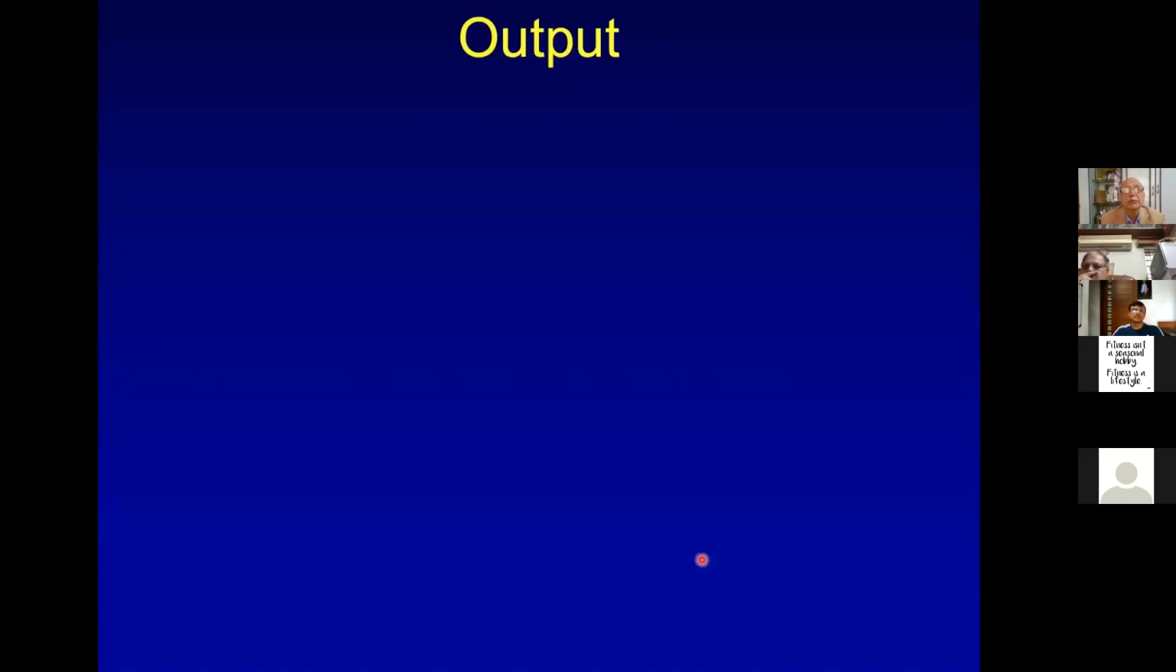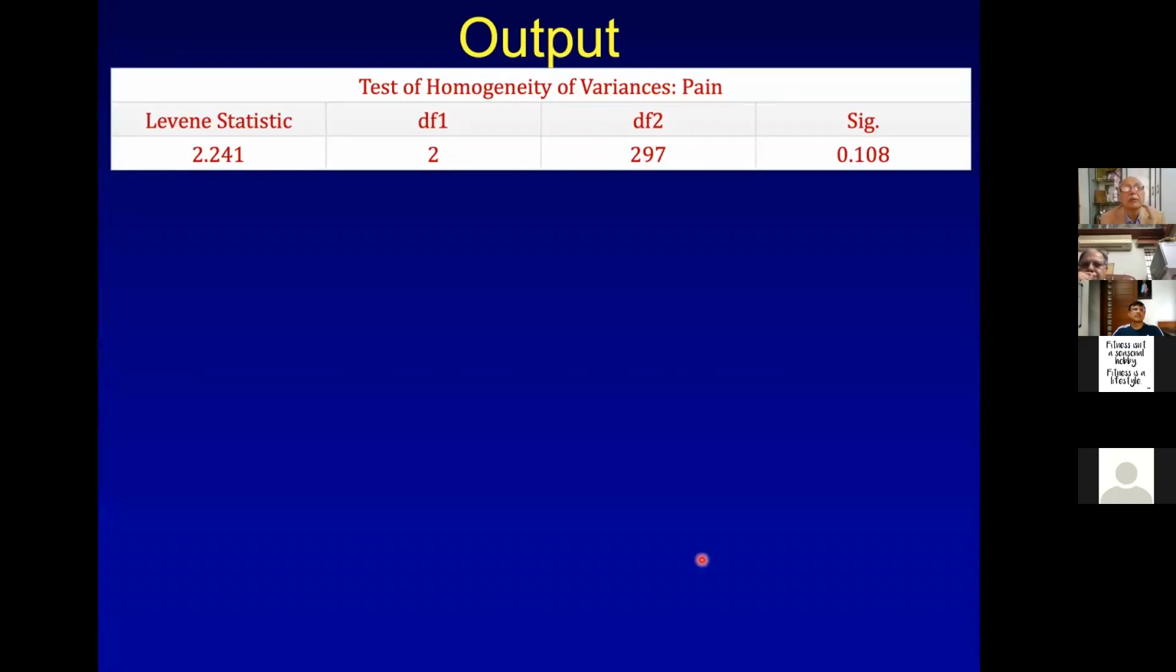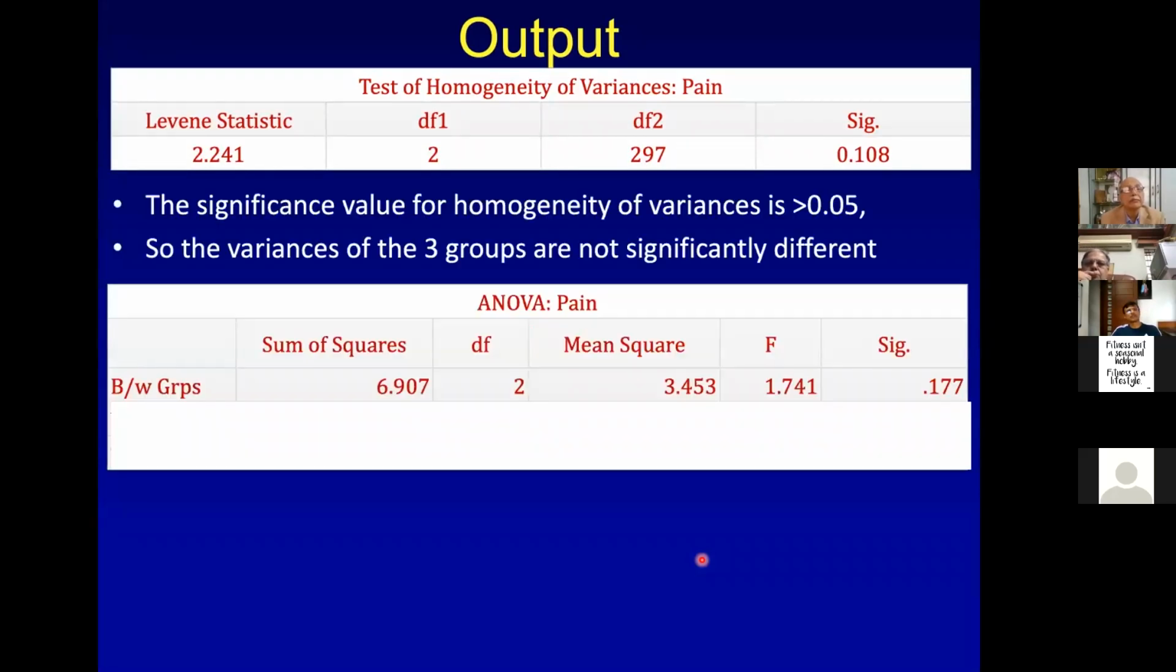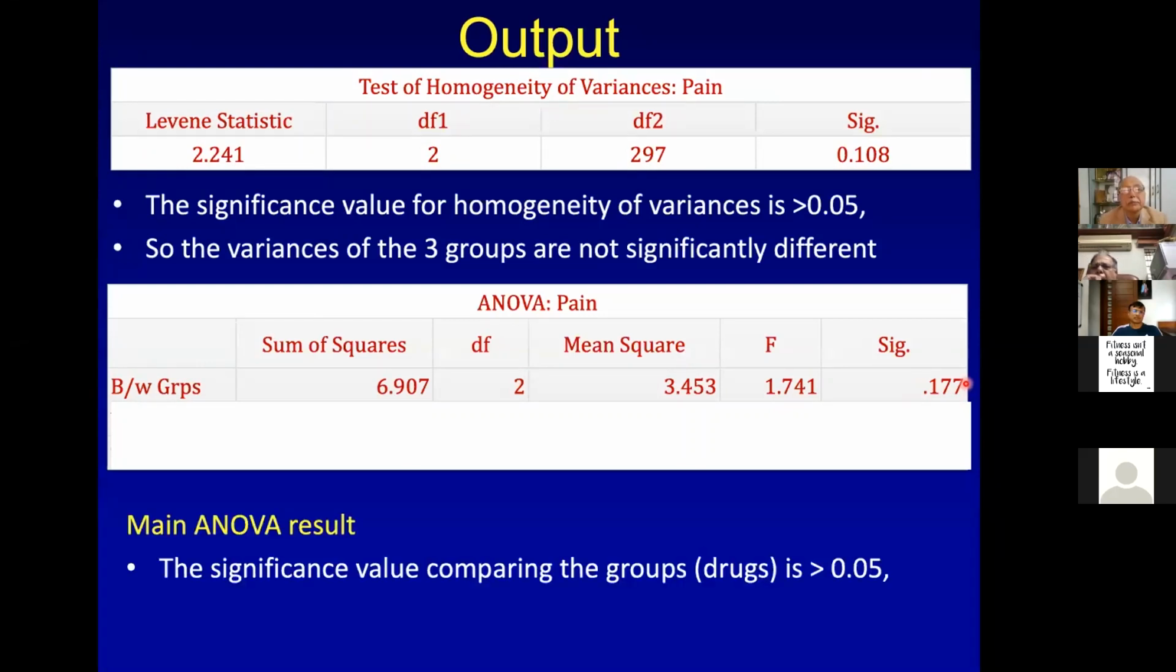Let's look at the same thing again in a little more understandable manner, right? So this is the output we get, and this is how we can look at it, right? I'll skip this part of homogeneity of variance. We'll skip this, and let's look at this now. So we're looking at between groups, right? And we have three groups, okay? 3 minus 1, that's the degrees of freedom, is 2. And this is our mean square. And this is the F statistic, which we are already familiar with. And this is our significance. What does this mean? This is the main ANOVA result. The significance value comparing the groups or the 3 different drugs is more than 0.05.